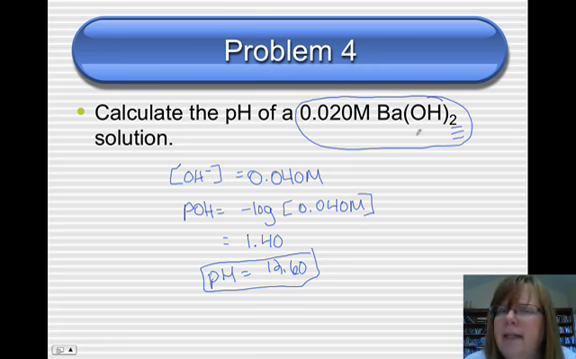All right, we would know, hopefully looking at this solution, ooh, that's a base. It has hydroxide in it. That's a base. It should have a pH above 7, and we calculated a pH that is above 7. Again, we had to calculate the pOH first because hydroxide ion is what we had, but we can get a pH from a pOH very easily.